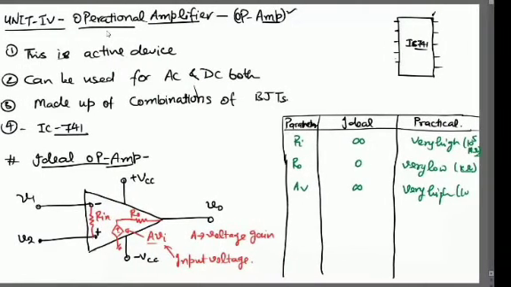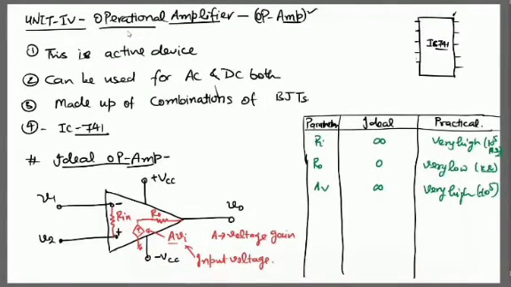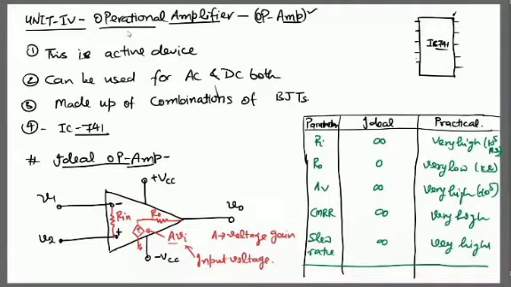And one term is CMRR, common mode rejection ratio. This is infinity, very high. Okay, another term is slew rate. Slew rate is infinity, very high. So keep these parameters in your brain. I'll explain what input resistance and output resistance are. I hope you understood the meaning of input resistance and output resistance. You can check it over here.